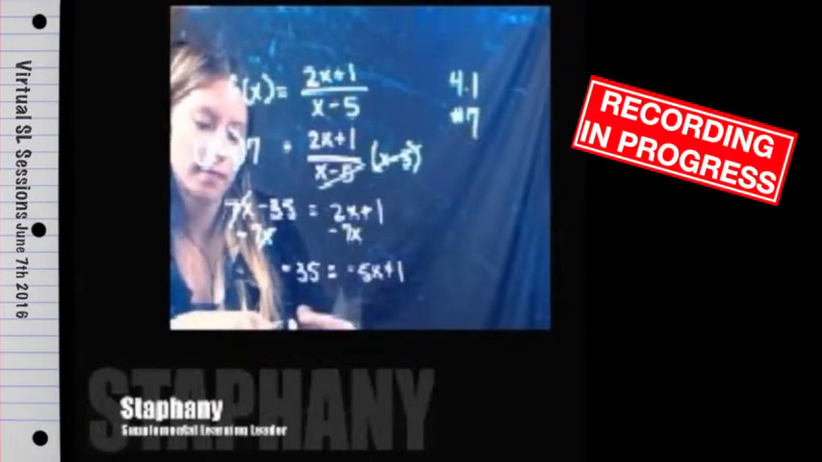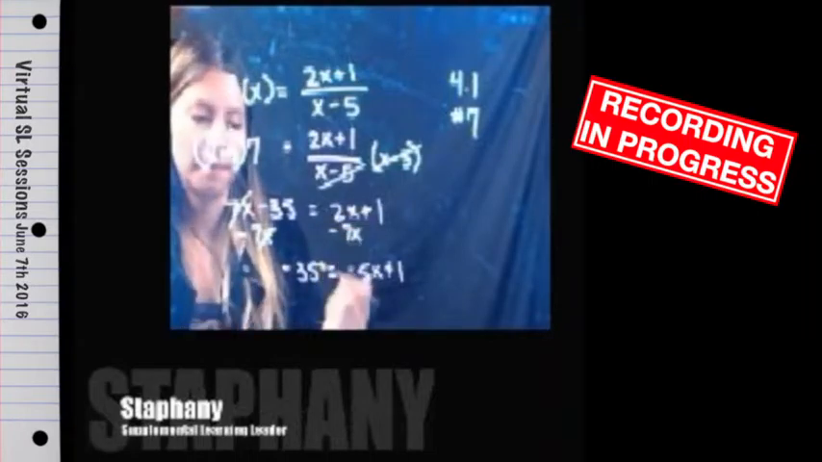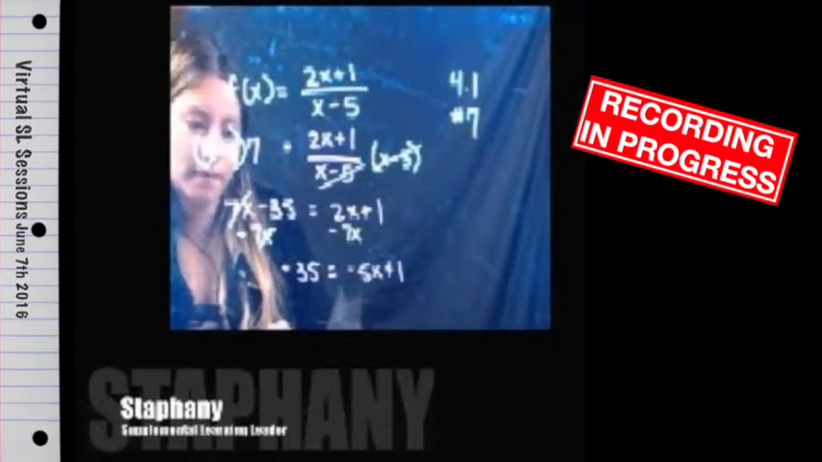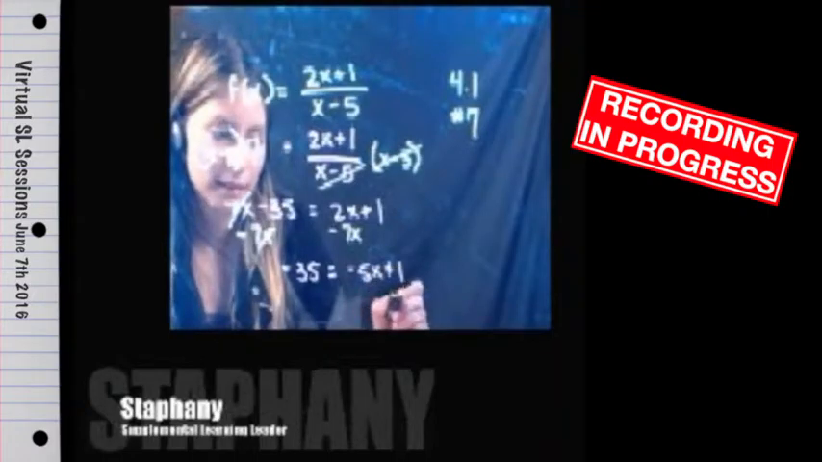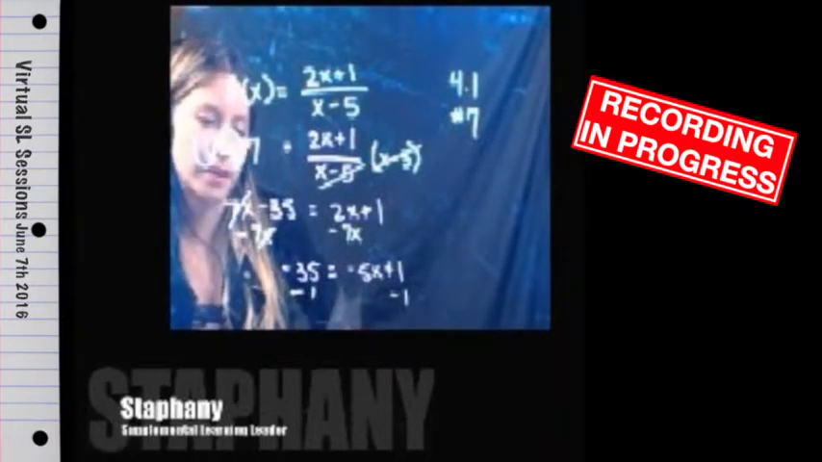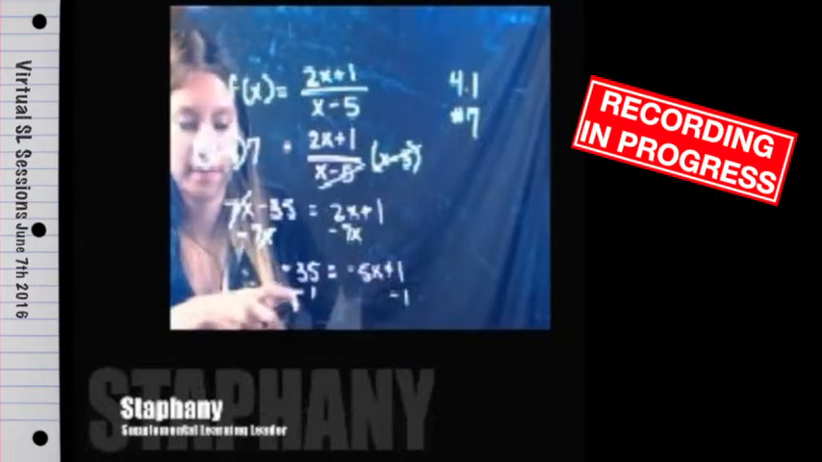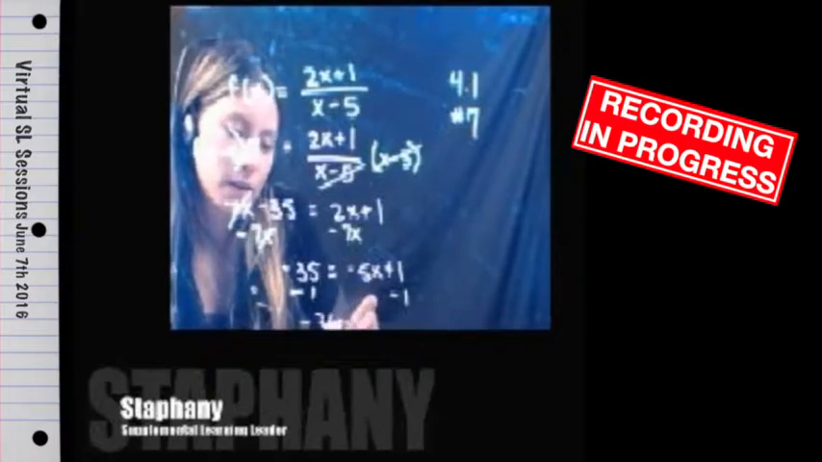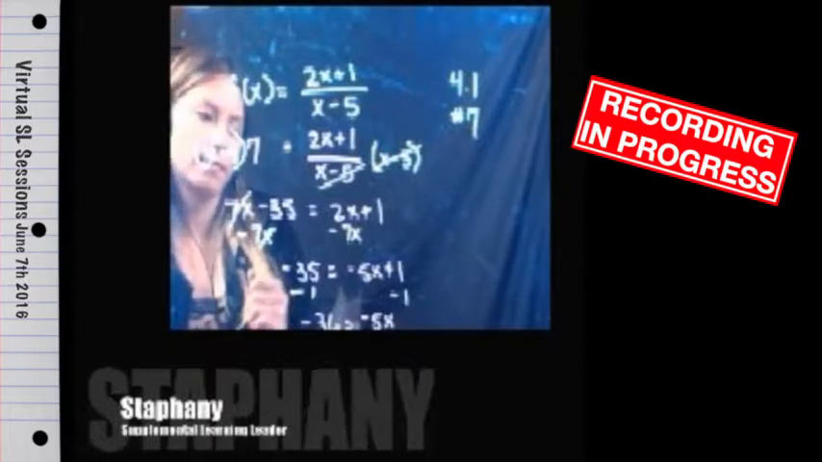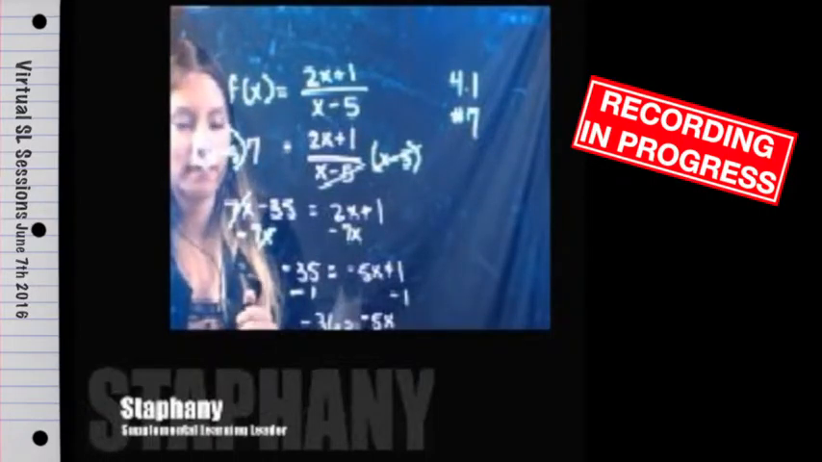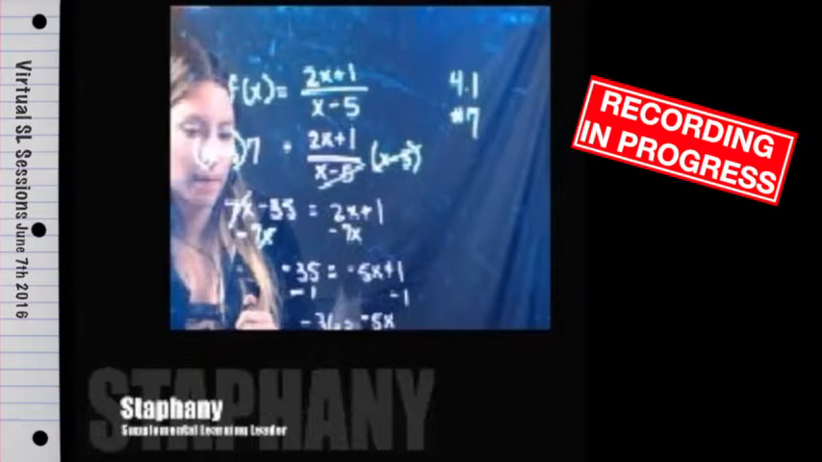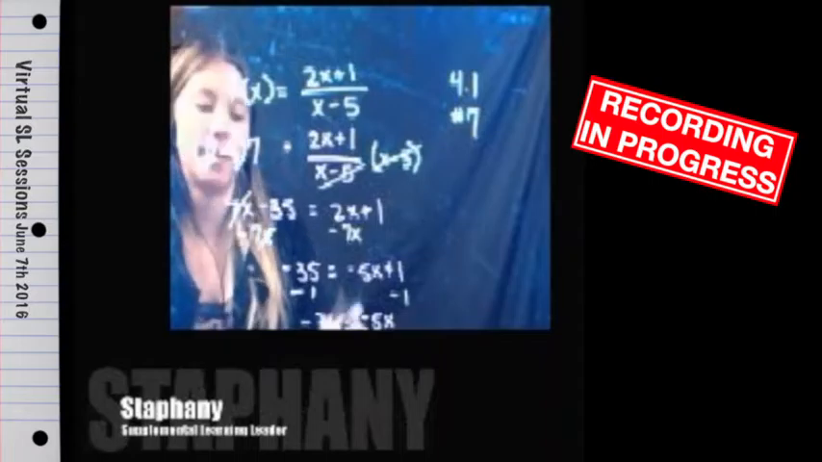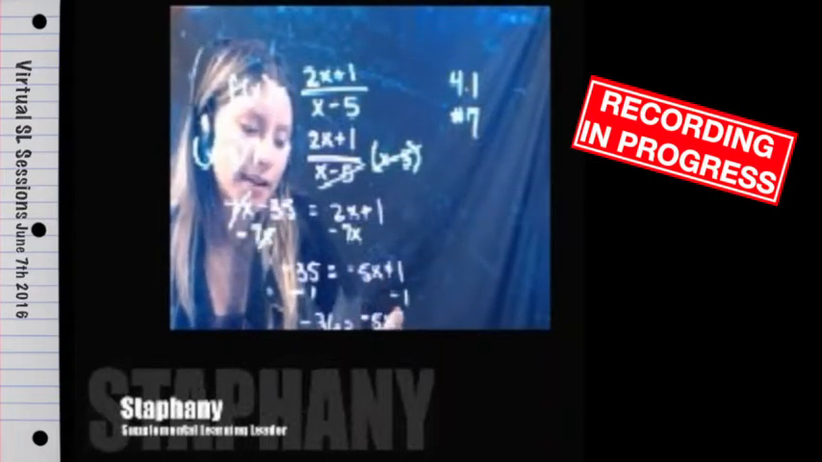So once I have just one x, I want to move all the other numbers. Yes. So minus 1. And then negative 35 minus 1 is just negative 36 equals negative 5x. So because this is negative 5 times x, I would just divide both sides by negative 5. Perfect.